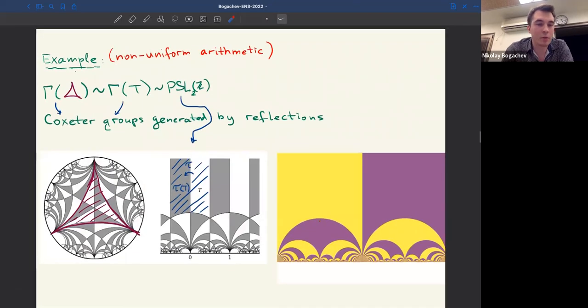Here I also have one nice example. We can consider the group generated by reflections in the sides of an ideal triangle, and it is commensurable to the group generated by reflections in this triangle, and all these groups are commensurable to PSL2(Z). So actually, all these groups are arithmetic.